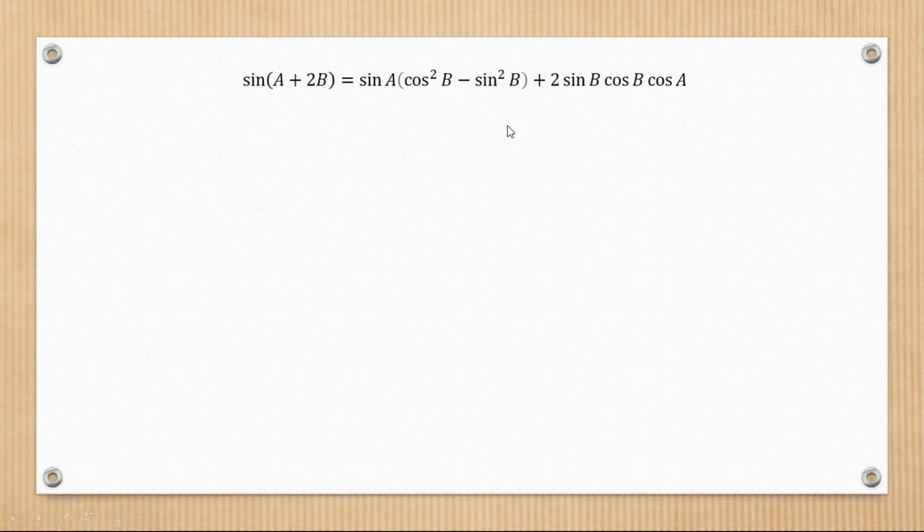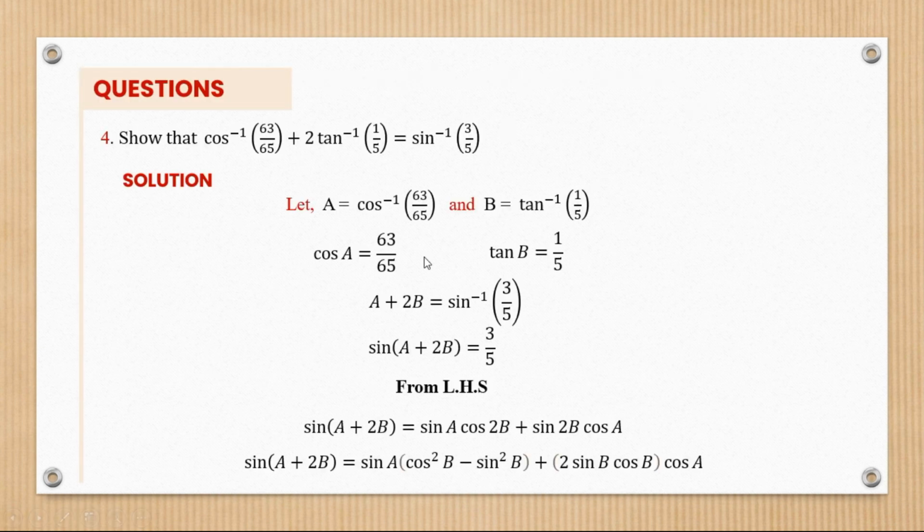Now we actually have some missing terms that we have to find. As you can see already, we know what cos of A is and we know what tan of B is, but we don't know what sine of A is, and we also don't know what sine of B and cos of B are. So those we shall have to solve and find. But good enough, because we know some of the terms, we can find them using right angled triangles.